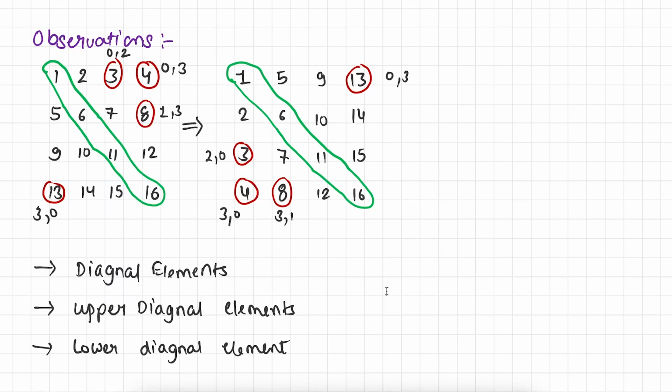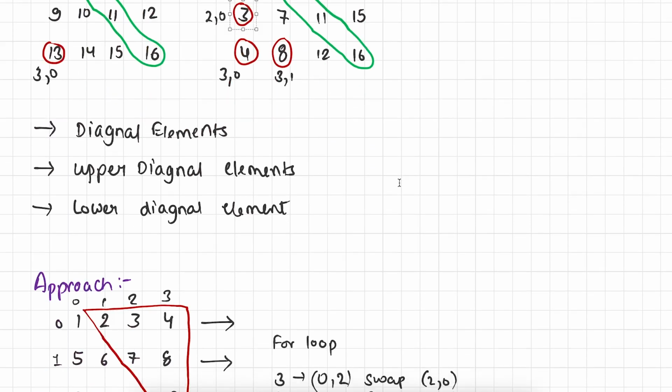The reason is simple. If you see this element 4, the location of 4 is 0, 3 and the location of 13 is 3, 0. As you can see in the transpose, both the elements are swapped, right? This is really cool. And if you look at the element 3, the location of 3 is 0, 2, and you can see that 3 gets swapped with element 9. These both elements are swapped with each other. Now 9 comes here and 3 goes here. So this is what we learned from this observation.